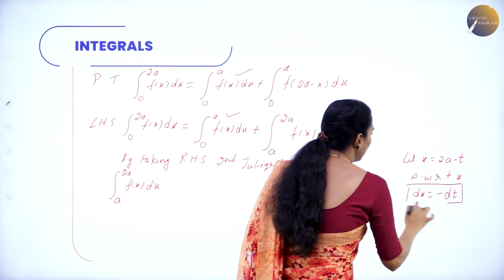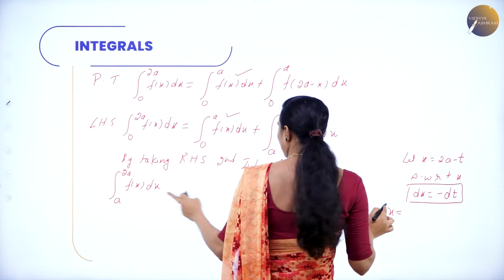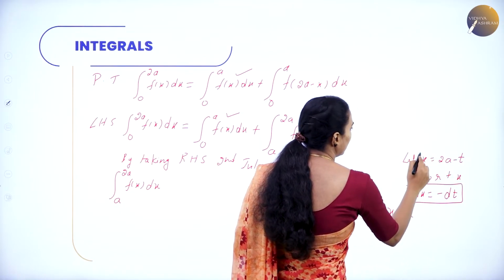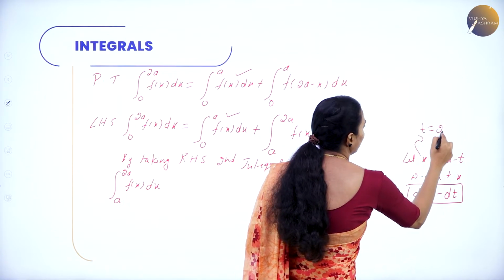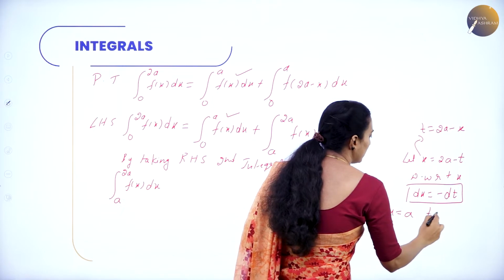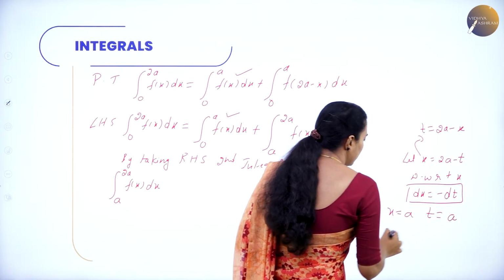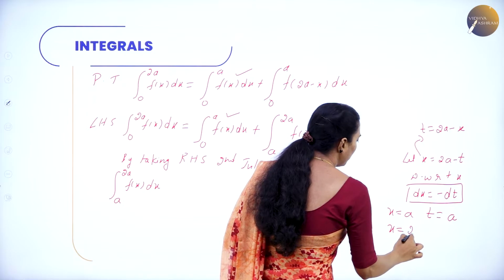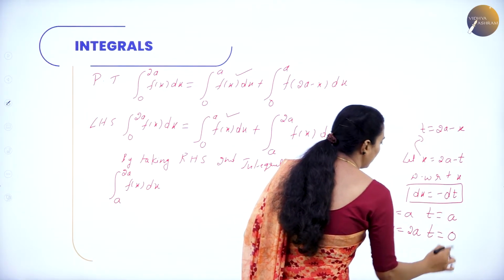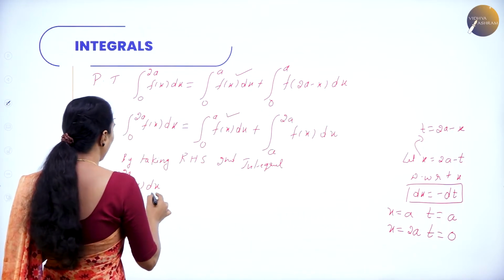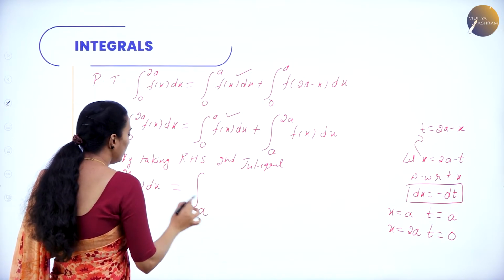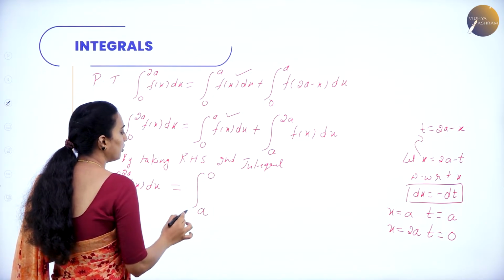Now you can change the limit of the variable. When x is equal to a, you can substitute t equal to 2a minus x. Now when x is equal to a, 2a minus a gives t equal to a. Similarly, when x is equal to 2a, t is equal to 2a minus 2a, which is 0. So when x is equal to a, t is equal to a. When x is equal to 2a, t is equal to 0.